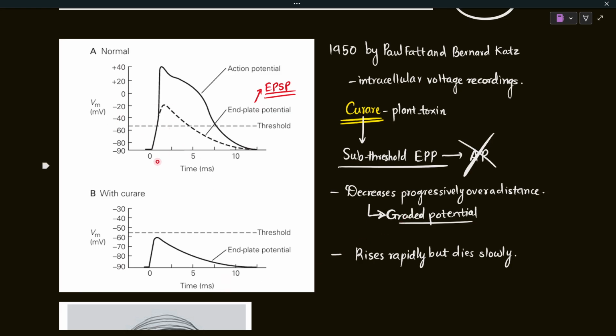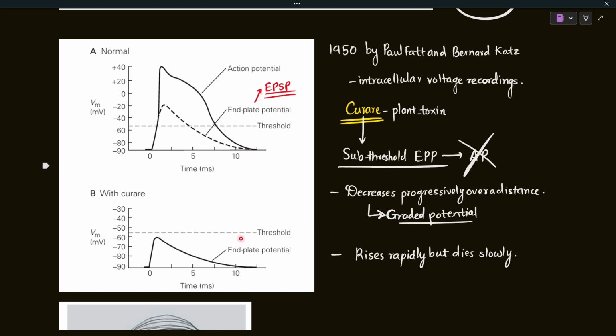So these are the recordings that were done by them. Here you can see the membrane potential. This is the end plate potential, above threshold value. Once it crosses the threshold level, it is going to generate an action potential. That is why the dotted line is showing the end plate potential, because once it crosses the threshold value, it is going to generate an action potential. This will be recorded whenever a stimulus is arriving.